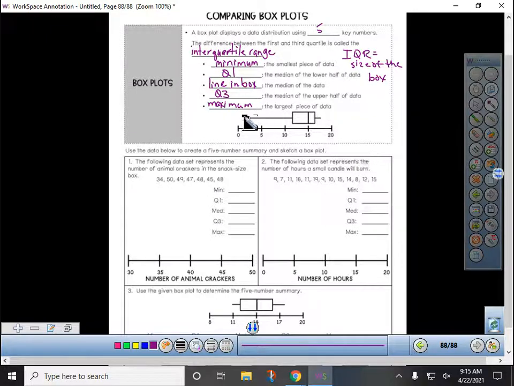So let's label it here. This is your minimum. This one is quartile 1. This is the median, quartile 3, and then this is your maximum. Didn't we do that last year? I'm not sure if you got to it before the Rona hit, but you should have.